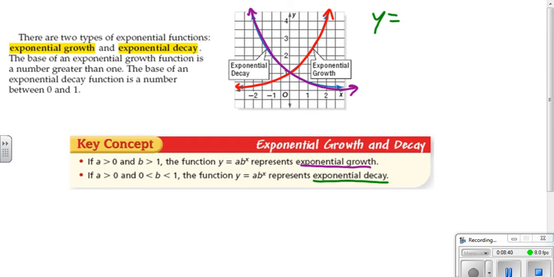If we had y equals, let's say our initial value was 1, and our base was 1/2 to the x, it's shrinking by 1/2. That means it's getting smaller. You're cutting it in half each time. If I had 16 as my initial value, then I cut it in half, down to 8, down to 4, down to 2, down to 1. It's just getting smaller over time. That's exponential decay. That's how that works.